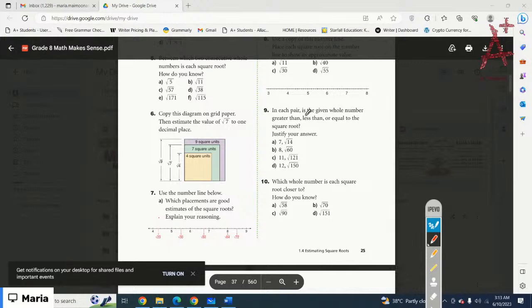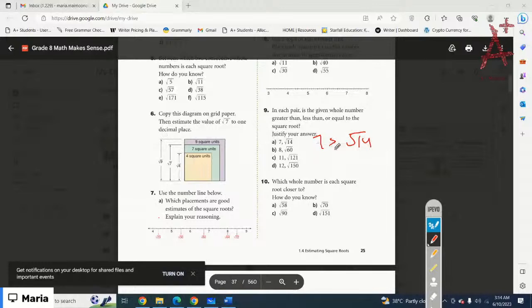In which pair is the given whole number greater than, less than, or equal to the square root? Okay, 7 is not equal to square root 14. Square root 14 is, 7 is greater than square root 14. Got it?